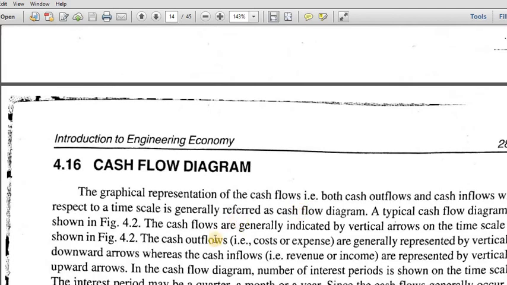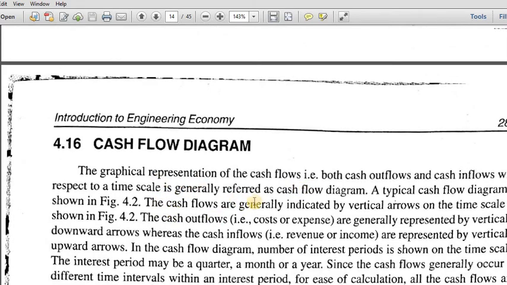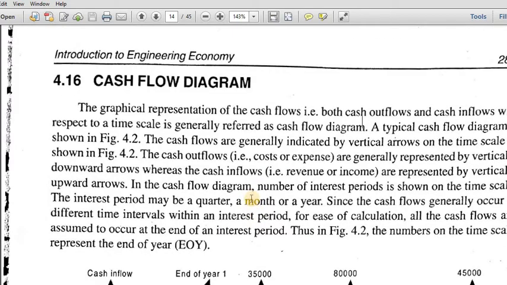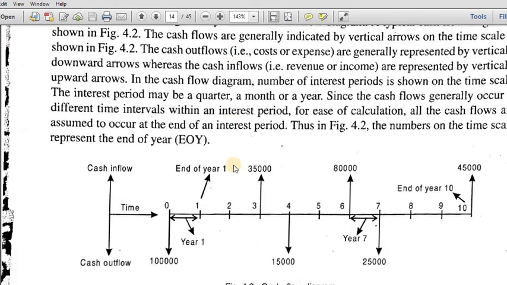Next, we saw cash flow diagrams. You remember cash flow diagrams? What does that mean? If any cash is going out, it has to be drawn downwards, negative. If any cash is coming to us, it is a profit, so it has to be drawn upwards. That is what cash flow diagrams are.